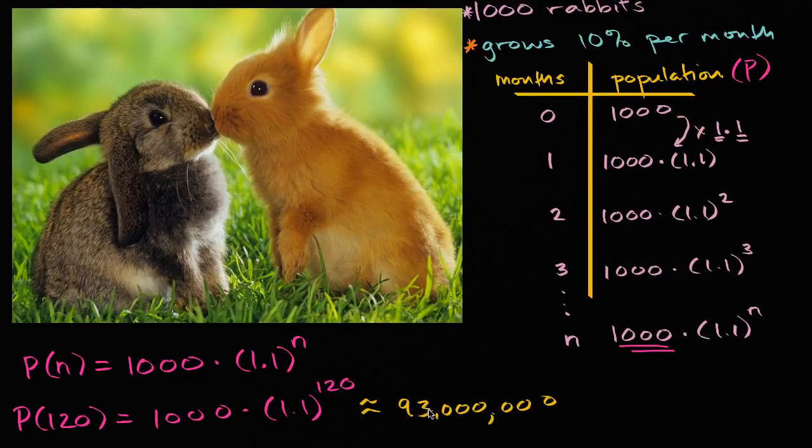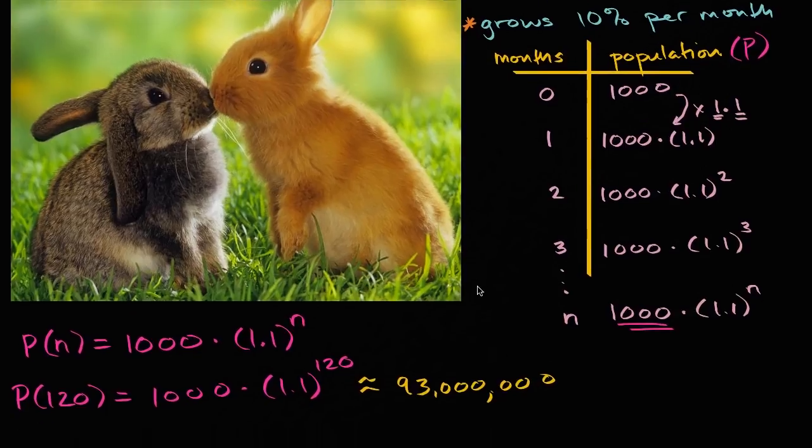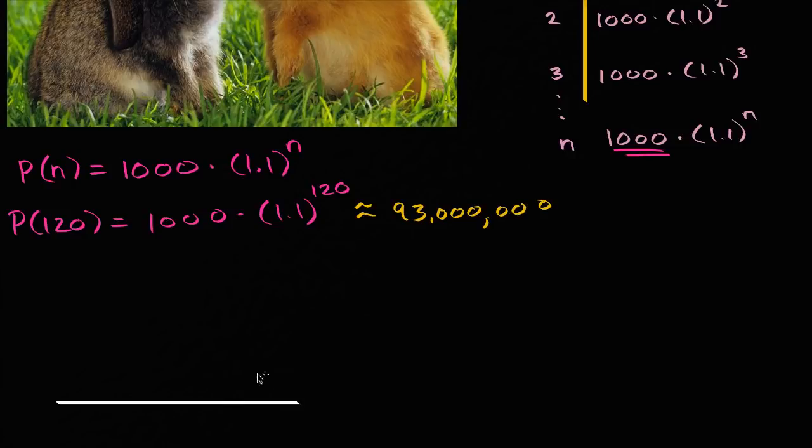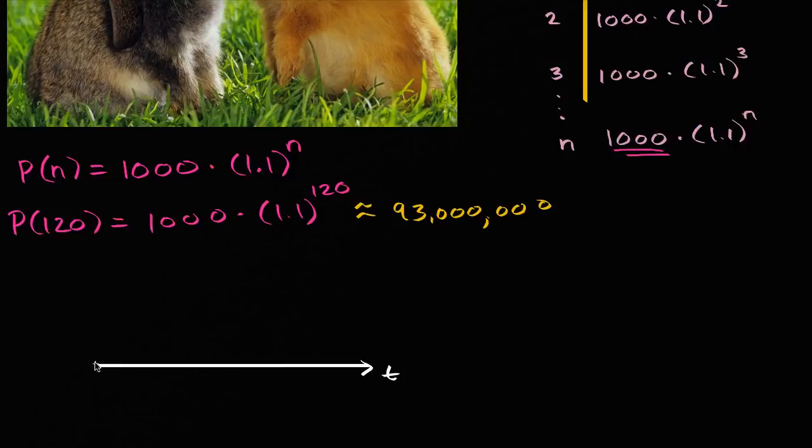So over another 10 years, we'd grow by 93,000 times this. And so you quickly realize 10% per month is quite fast. And this might seem extremely fast, but this is actually not outlandish for a population of rabbits that are not limited by space or predators or food. And if you were to plot the rabbit population with respect to time, let me draw it. So this axis is time, say in months. In this axis, you have your population.